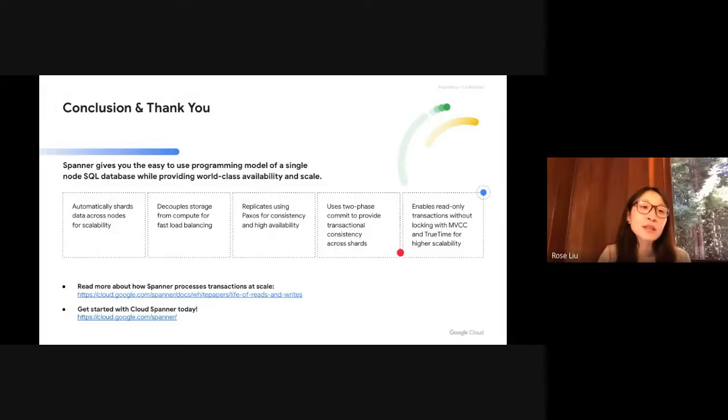In summary, Spanner gives you the easy-to-use programming model of a single machine SQL database while providing world-class availability and scale. In today's talk, we showed how Spanner achieves this by automatically sharding data across nodes for scalability, decoupling storage from compute for fast load balancing, replicating using Paxos for consistency and high availability, using two-phase commit to provide transactional consistency across shards, and finally, enabling read-only transactions without locking, with multi-version concurrency control and true time for higher scalability.